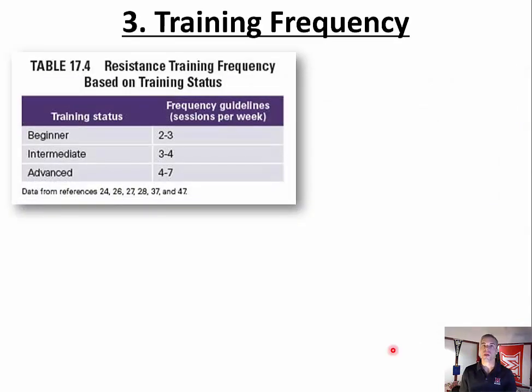So training frequency is another one of our program design variables. What we see in this table is a resistance training frequency based upon an athlete's training status from beginner to advanced. So if we have an athlete who is new to resistance training, typically they would have a lower frequency of training, allowing for greater recovery between training sessions, whereas an advanced resistance trained athlete, such as our American football lineman scenario, then it would be more appropriate to have a greater frequency of training, maybe in the range of 4 to 7 days per week.